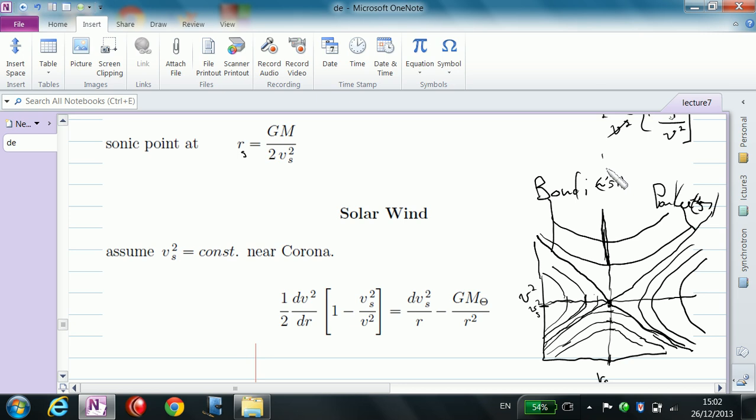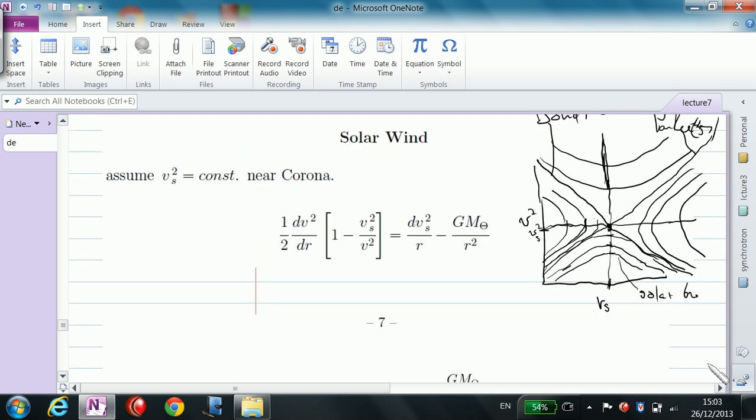It's a pathological solution. It wouldn't occur in nature because it has measure zero. It's one out of an infinite number. And actually, Chamberlain argued that you would have these solutions, and this is called the solar breeze solution, because it never goes supersonic, and eventually it slows down.